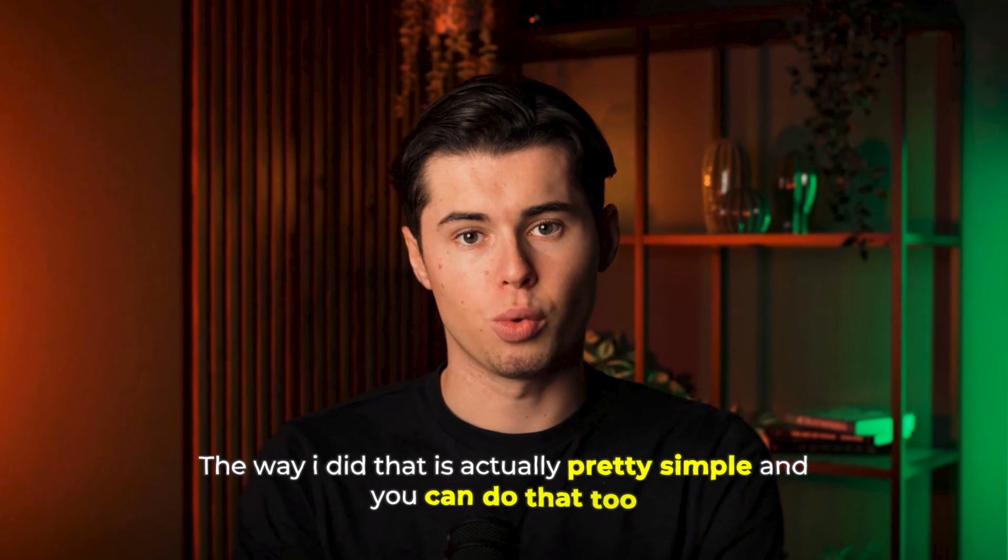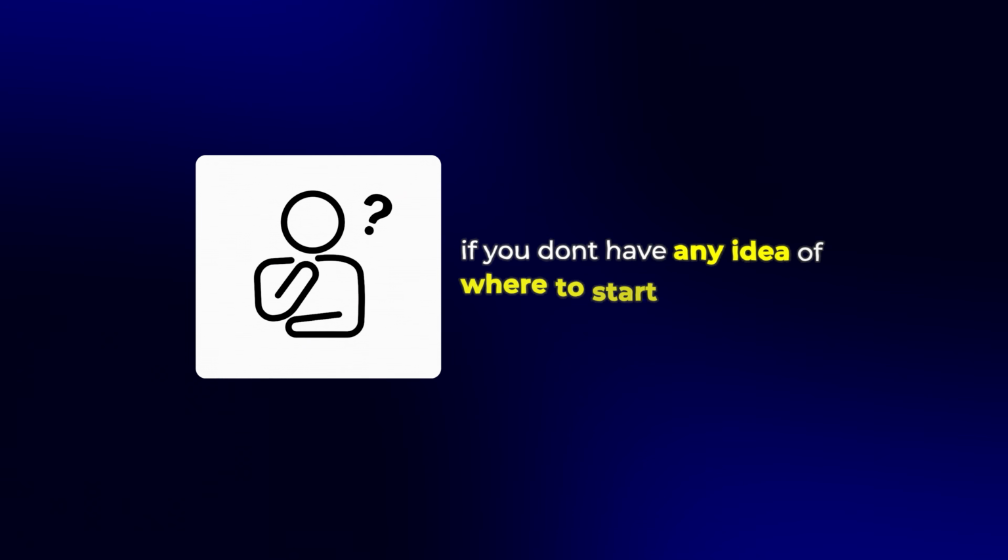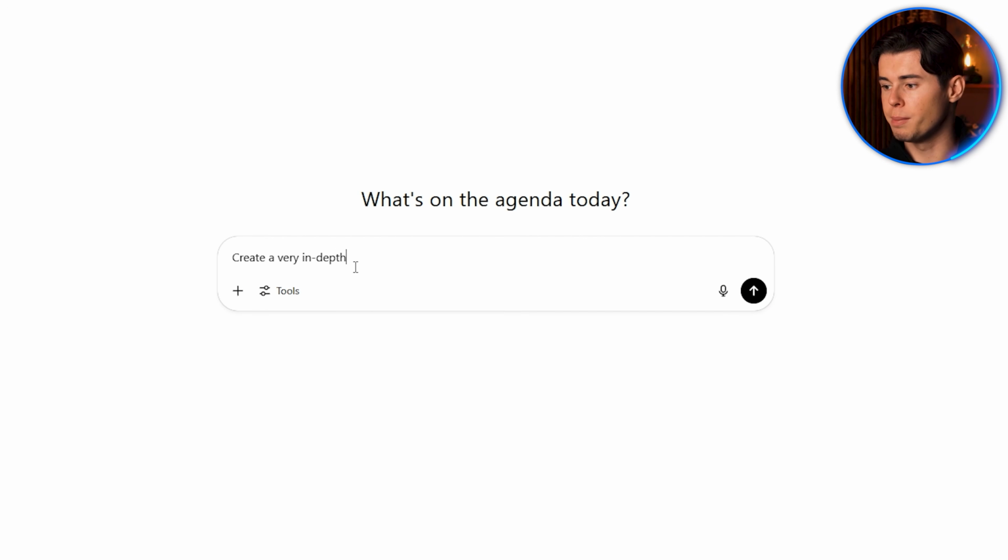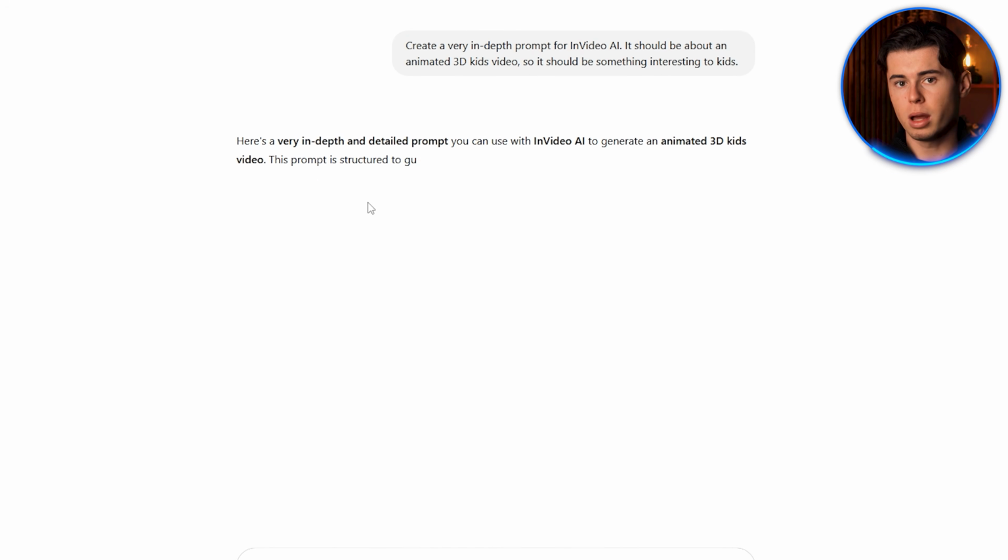I already generated this using ChatGPT earlier. The way I did that is actually pretty simple, and you can do that too if you don't have any idea of where to start. I just wrote this prompt to ChatGPT. Create a very in-depth prompt for InVideo AI. It should be about an animated 3D kids video, so it should be something interesting for kids. And it gave me the full prompt.